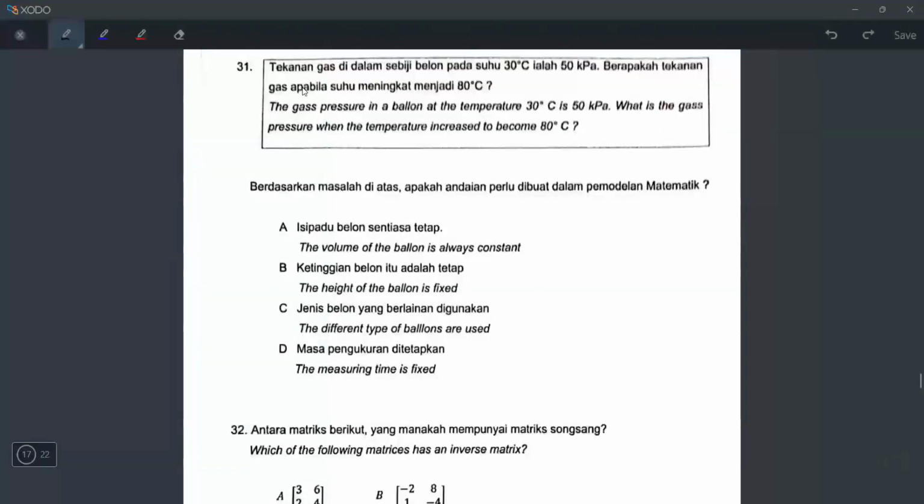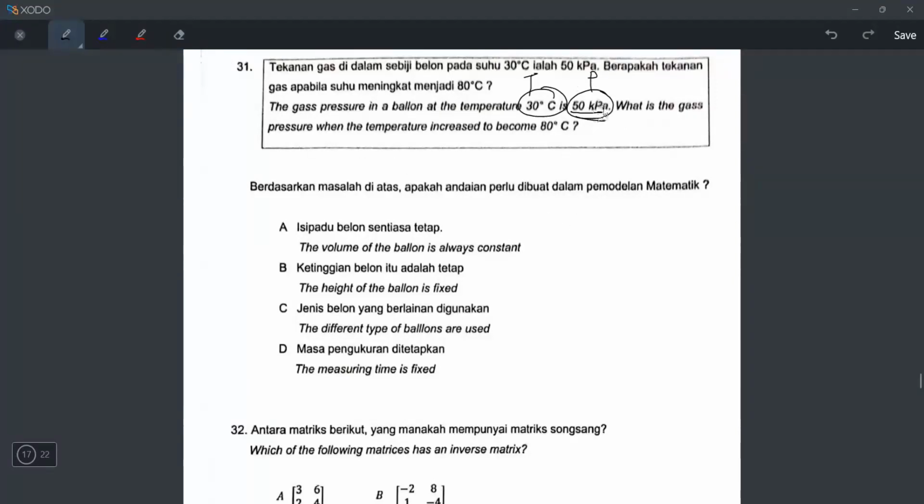Okay, let's go to question number 31. So they say the gas pressure in the balloon at the temperature 30 degrees Celsius is 50. So we have to know this is temperature and this is pressure. Okay, how I know? Because degrees Celsius is the unit for temperature. And this Pa stands for Pascal. Okay, and Pascal is the unit for pressure. It's like you learn in physics one, this one.